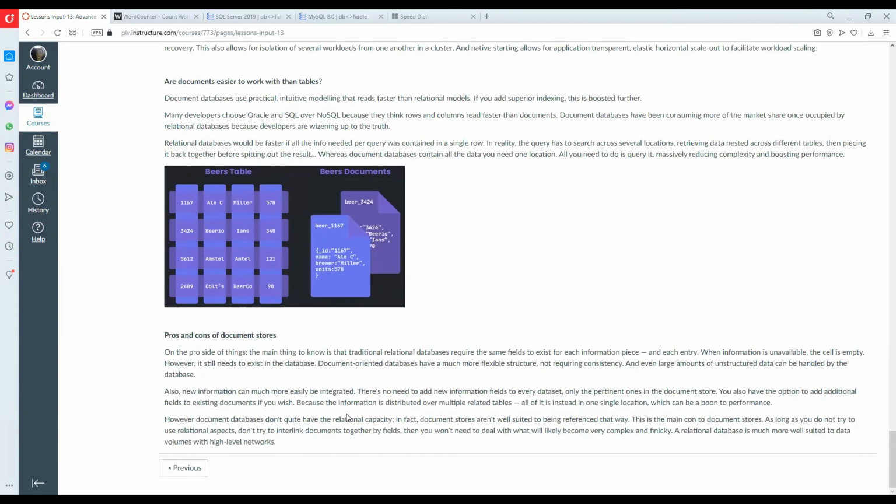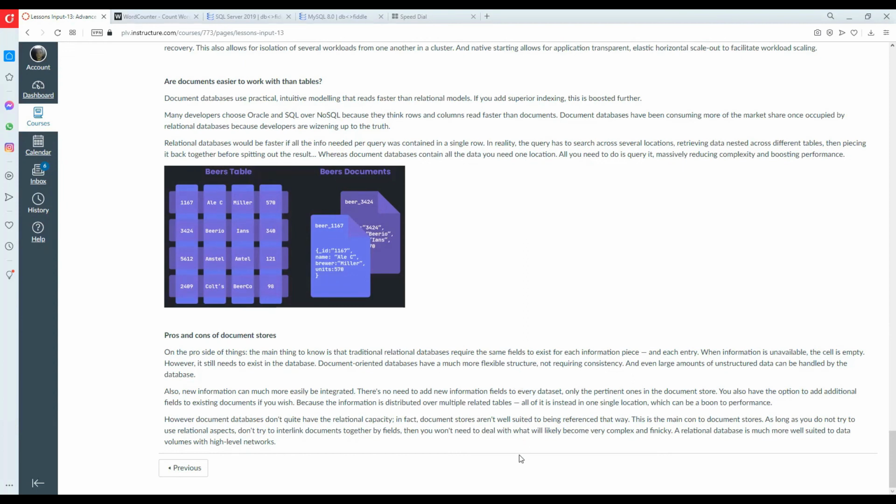Pros and cons of document stores. On the pro side of things, the main thing to know is that relational databases require the same fields to exist for each entry. When information is unavailable, the cell is empty. However, it still needs to exist in the database. Document-oriented databases have a much more flexible structure, not requiring consistency, and even large amounts of unstructured data can be handled by the database. Also, new information can be more easily integrated. No need to add new information fields to every dataset.